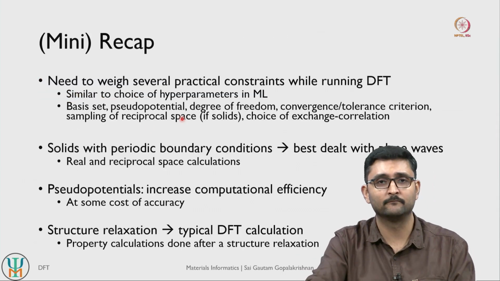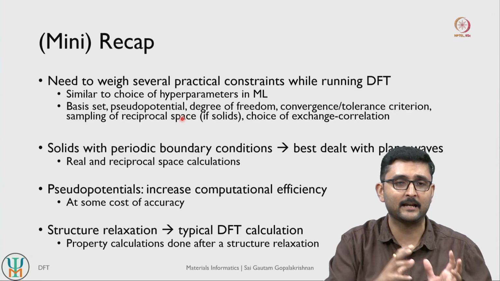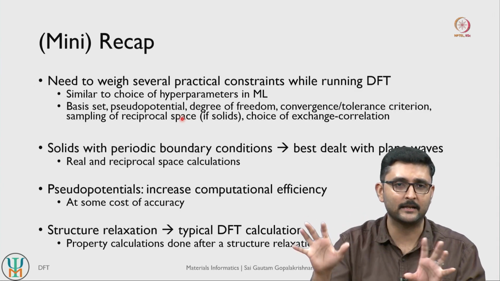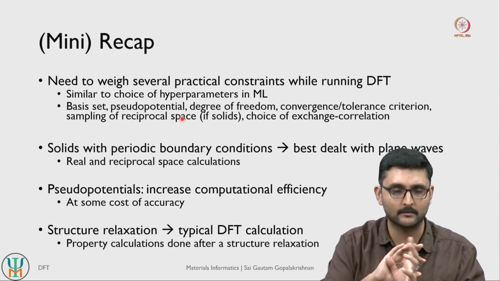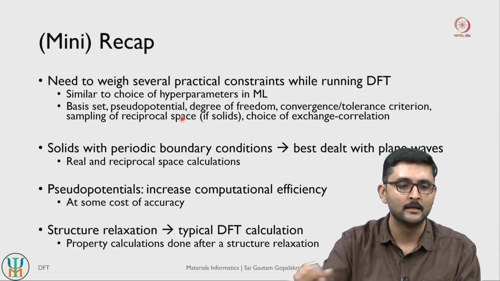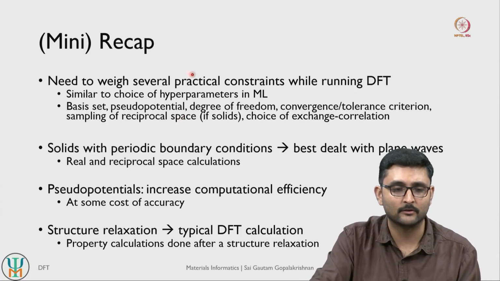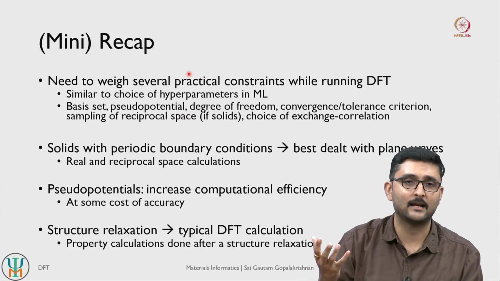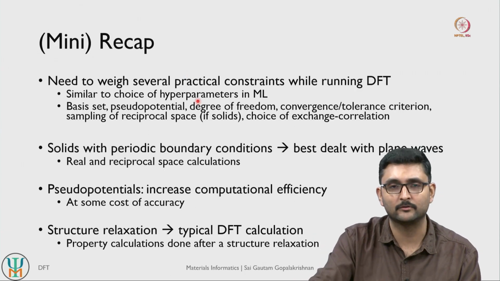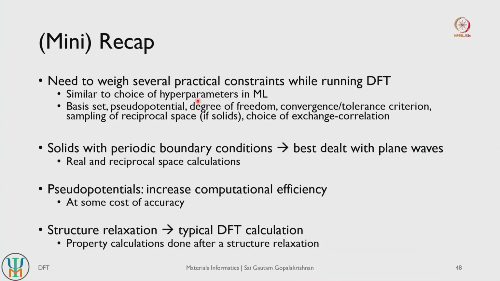Right. So we will take a brief recap, and then I'll summarize the set of lectures on DFT as a whole. A recap of this lecture: we looked at some of the practical constraints while running DFT. These are similar to hyperparameter choices in machine learning, and some of the choices that we looked at were basis set choices, pseudo potential, degrees of freedom, convergence criteria, choice of exchange correlation functionals, and so on.